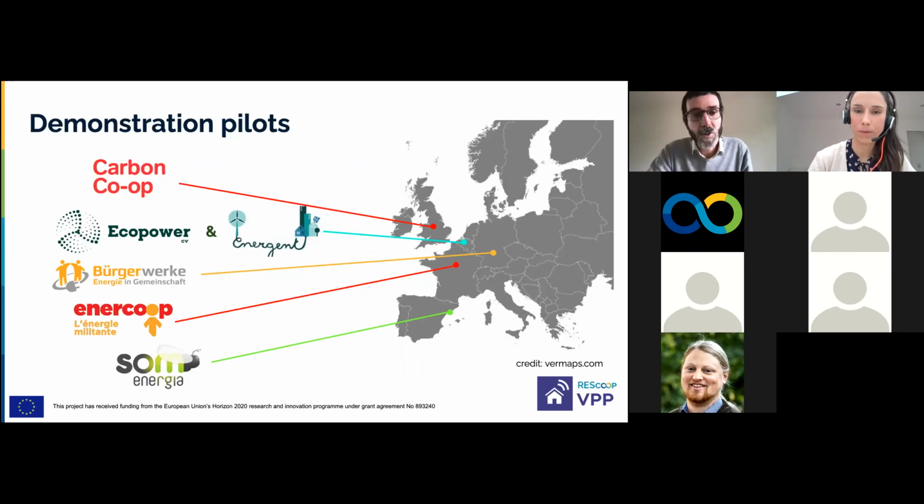In our project we are also testing in live environments. You see here the six pilots around Europe where we are working, or the six organizations that are helping us out with live pilots: Carmacope in the UK, EcoPower Energent in Belgium, Burgerwerke in Germany, Enercoop France, and Somenergia in Spain.